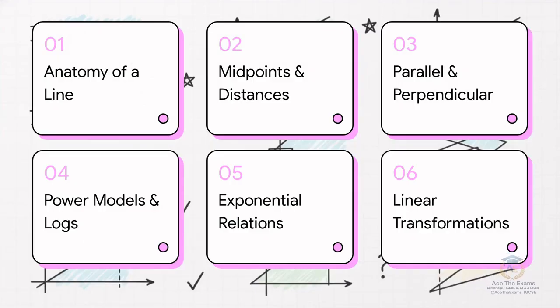To prevent you from making Alex and Sam's mistakes, we are going to build your mathematical toolkit step by step, transforming your red pen marks into green check marks. We'll cover 6 key areas today. 1. The anatomy of a line.